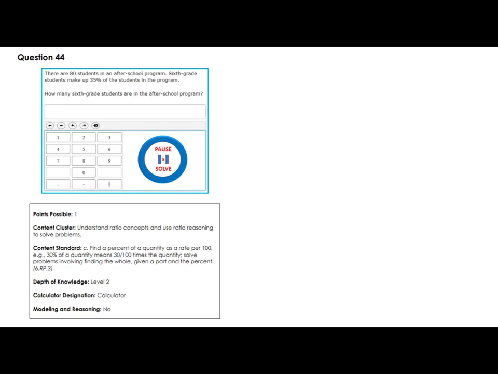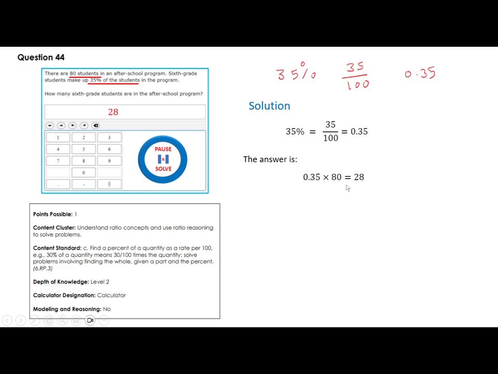There are 80 students in the after-school program. 6th grade students make up 35%. How many 6th grade students are in the after-school program? Again, remember, 35% means 35 over 100, which means 0.35. So what you do now, just multiply 0.35 times 80, you get 28 students.